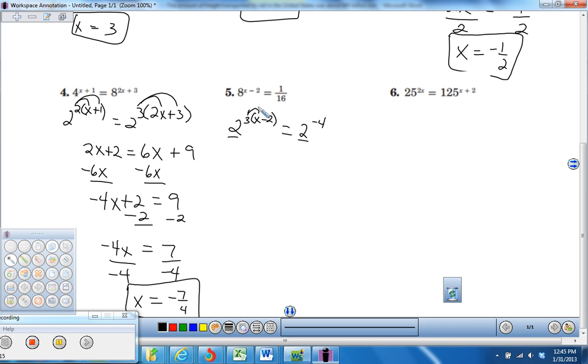I'm going to go ahead and distribute the 3, so I get 3x minus 6 is equal to negative 4. Add 6. So we get 3x is equal to 2. Divide both sides by 3. And x is equal to 2/3.